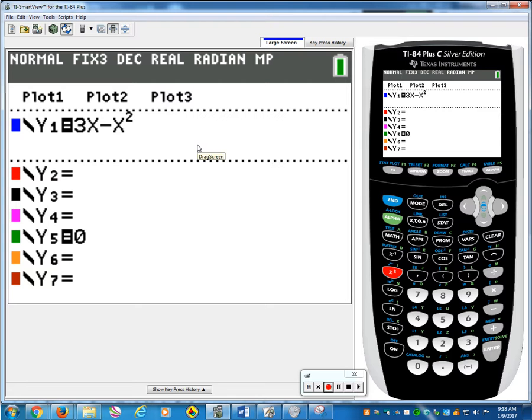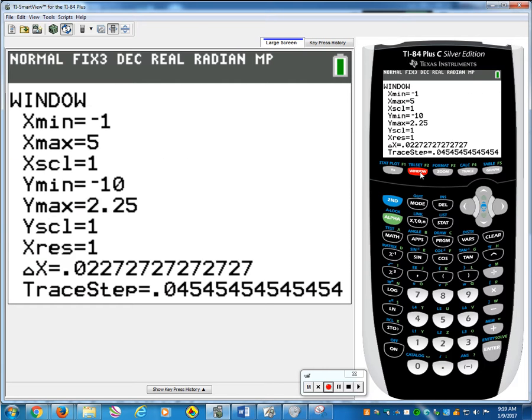So I always type an equation and then I always hit window. Someone tell me what would be an appropriate choice for a window in this case. Chen? 0 to 5. Why is 0 a perfect choice? 0, because if you go further left or further negative than 0, you're out of the first quadrant.